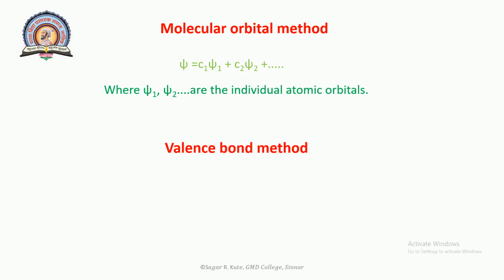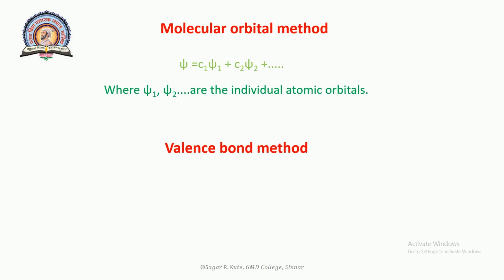Now second will be the valence bond method. Heitler and London were the first to apply quantum mechanics to the valency problem in 1927 by giving the quantum mechanical treatment of the hydrogen molecule. Their ideas were later extended by Slater and Pauling to give the general theory of chemical bonding, and the theory is known as the valence bond method or Heitler, London and Pauling's method.